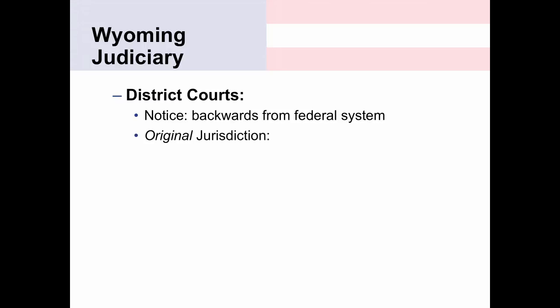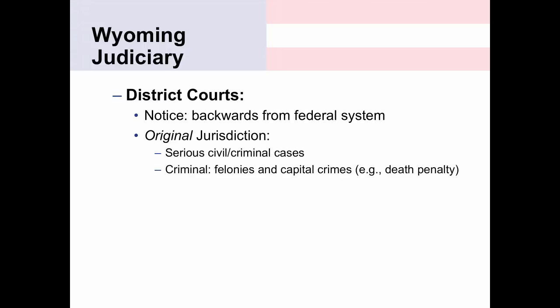We have district courts. Again, notice this is not in red. I just put it here for completeness. This is backwards from the federal system. The district courts do have original jurisdiction in which they serve as trial courts for serious criminal or civil cases. In terms of criminal, a felony or even a capital crime, which just means you can receive the death penalty for it, those go to the district courts. They bypass the municipal and the circuit courts.